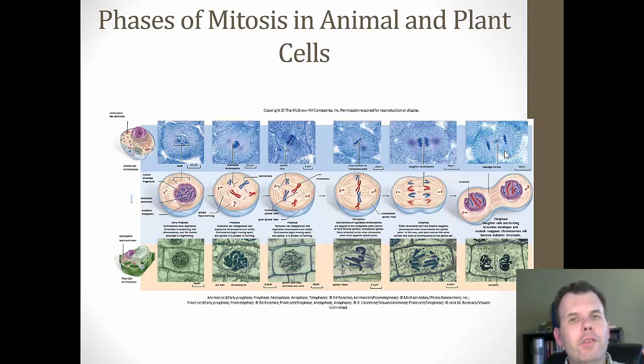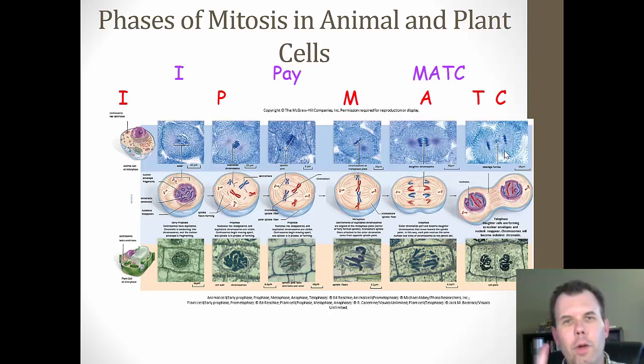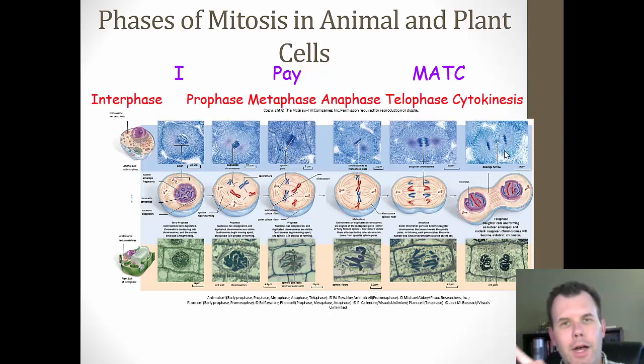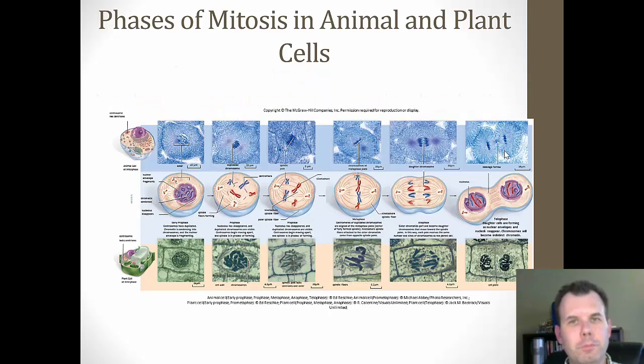Now here are all the phases. Remember I told you at the beginning of this lecture that I'd give you a way to remember all the phases. Who do you pay your tuition to? If you're a student at MATC, you pay it to MATC. If you remember "I pay MATC," you'll never forget the stages of mitosis. I is interphase. P is prophase. M is metaphase. A is anaphase. T is telophase. C is cytokinesis. If you always remember I pay MATC, you'll always have the stages of mitosis in the correct order. So there's your rule of thumb.